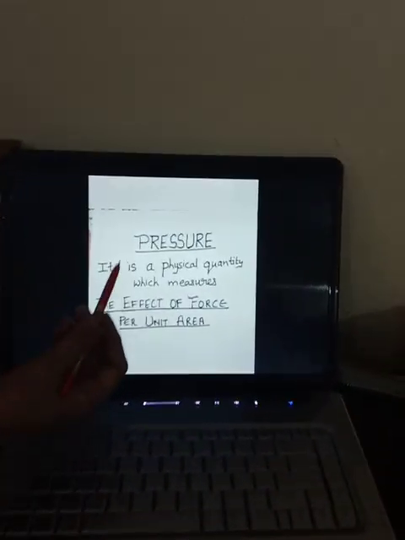Children, we started with force and pressure yesterday, and there we discussed force in detail. Today we are going to start with pressure. So let us see what pressure is.